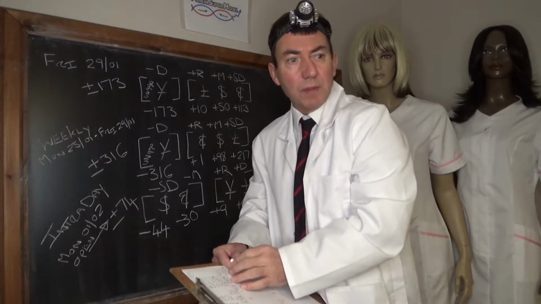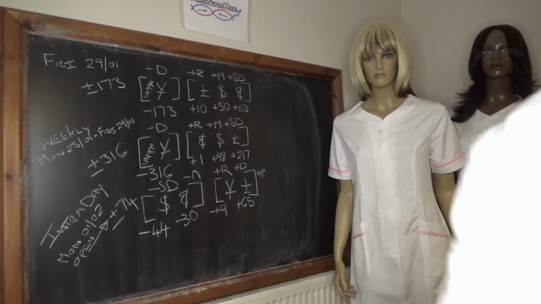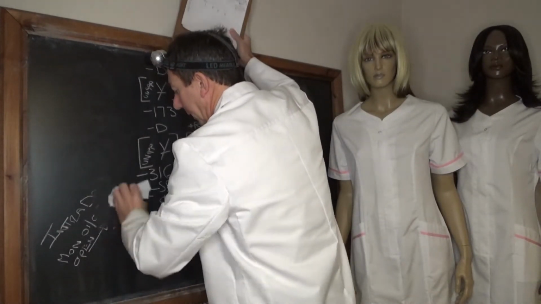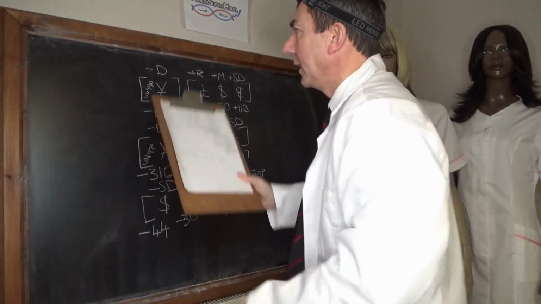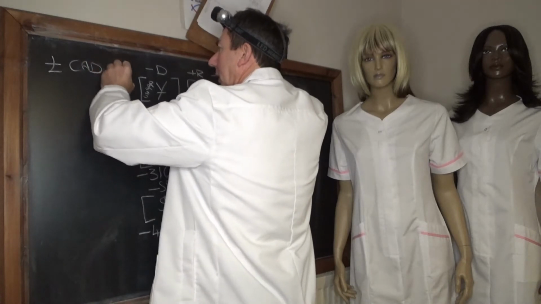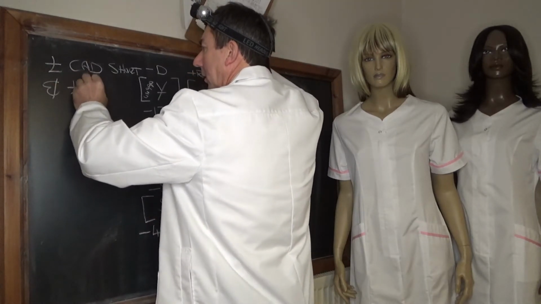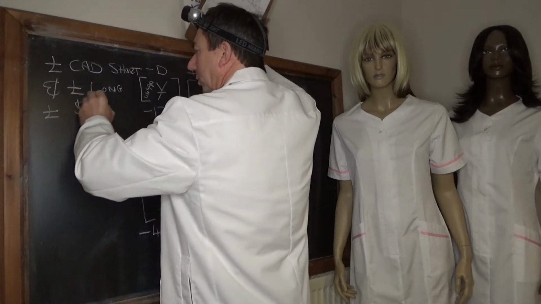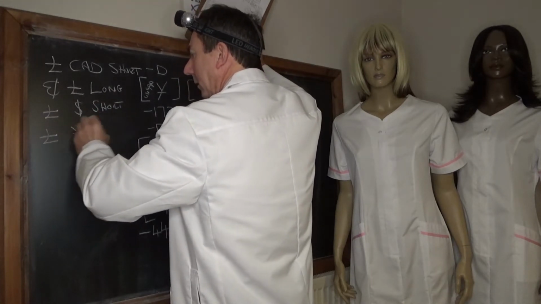So let's just clear this. I'm just going to grab something to wipe the board. Right. I'll tell you what we're doing. We've added pound CAD trades to the short side. We're long euro pound, short pound dollar, and we're short pound yen.